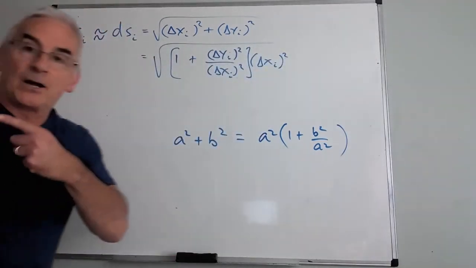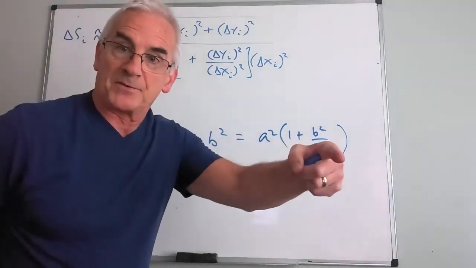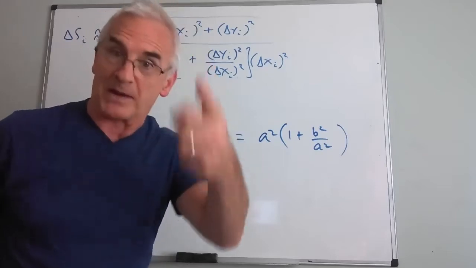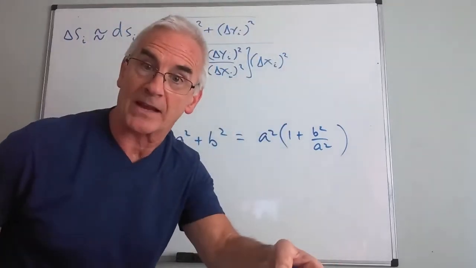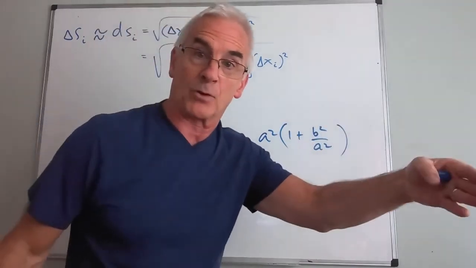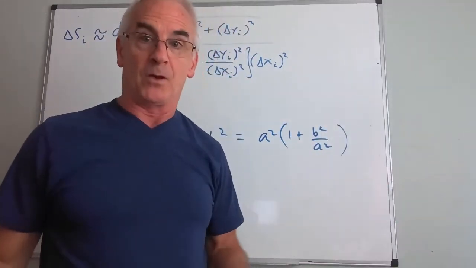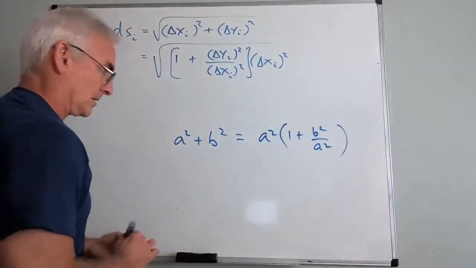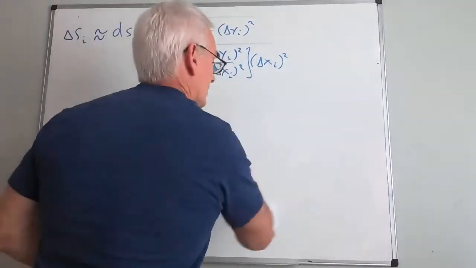Now, the delta x represents movement from left to right. Delta x cannot be negative. Delta y can. If my curve is going downhill, the change in y can be negative. But delta x, I'm starting at the left end and ending at the right end. So the delta x's cannot be negative. Why is that important? Because I want to pull it out of the square root. I don't want an absolute value.